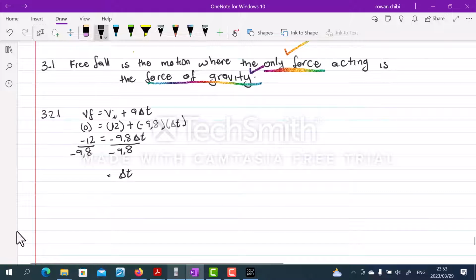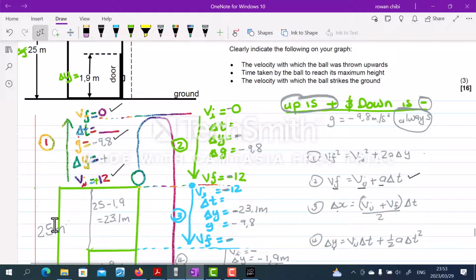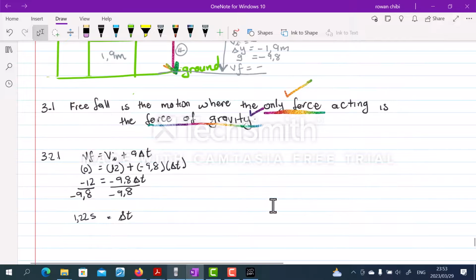So the time is 1,22 seconds. Yeah, so that was number 3.2.1.